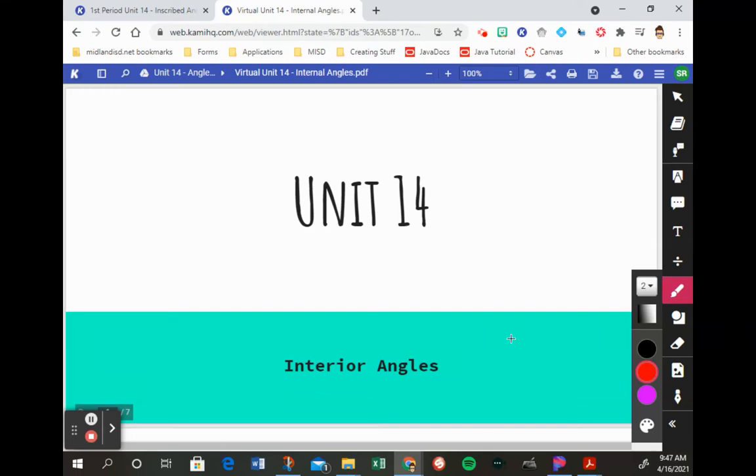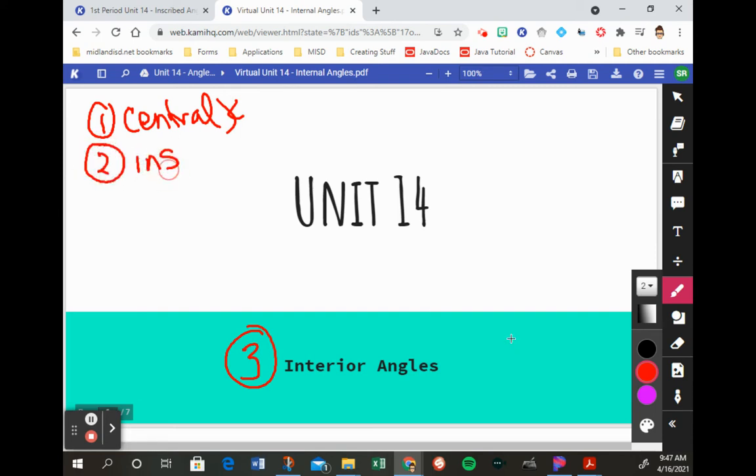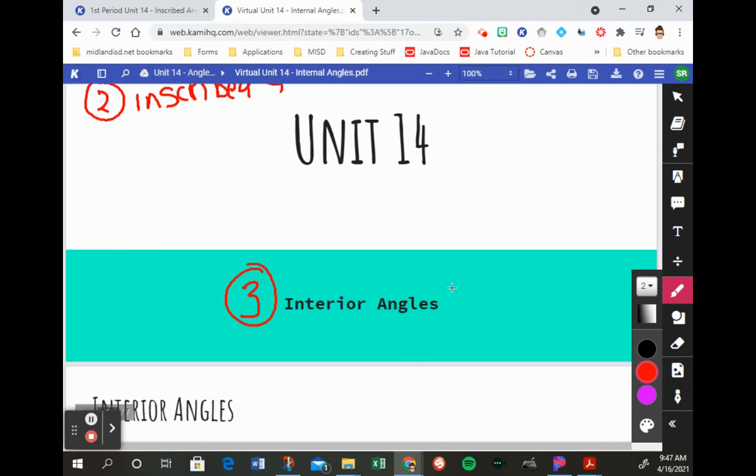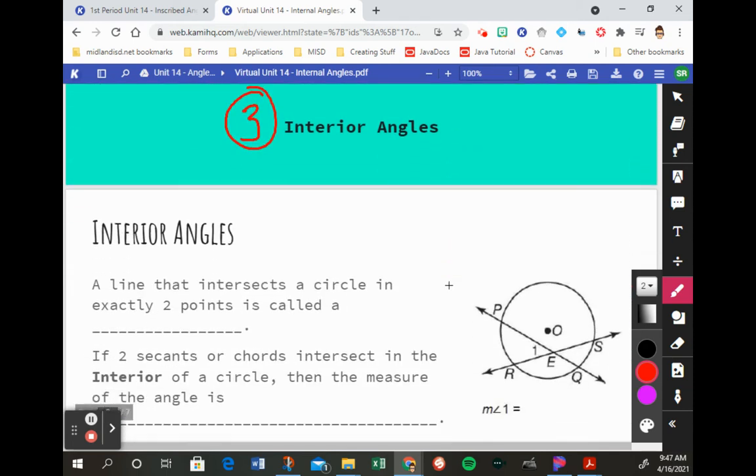Good morning, folks, and it is time to talk about the third installment. Yes, this is number 3: interior angles. Remember, number 1 was central angles. Number 2 was inscribed angles. And then number 3, we're talking about interior angles, or you might say inside the angles, not at the center. So these are interior angles not at the center.